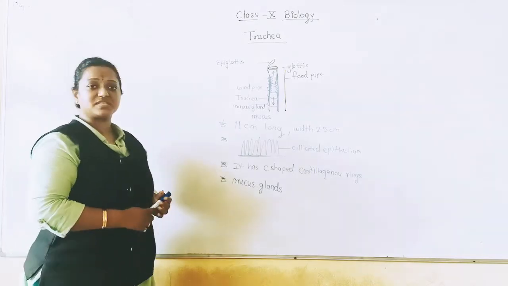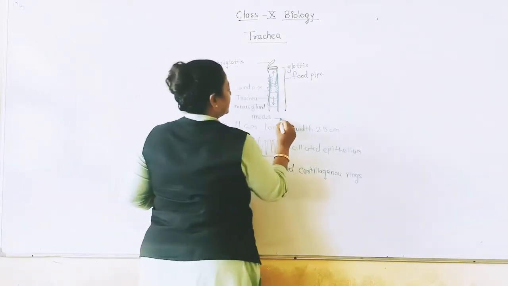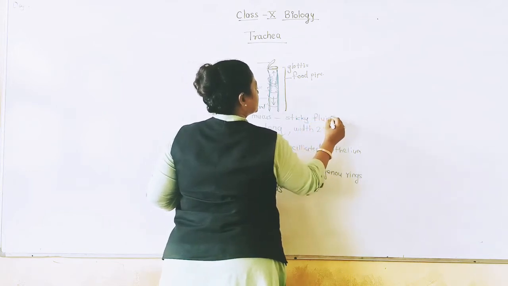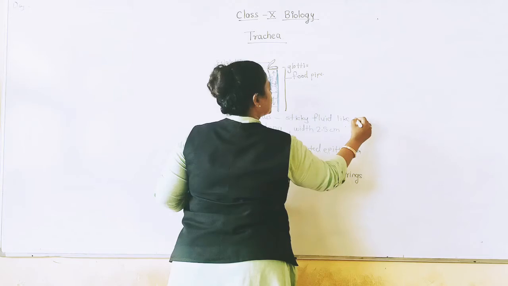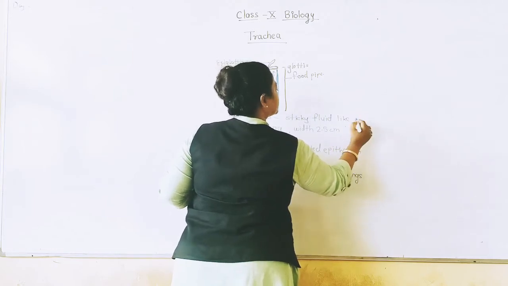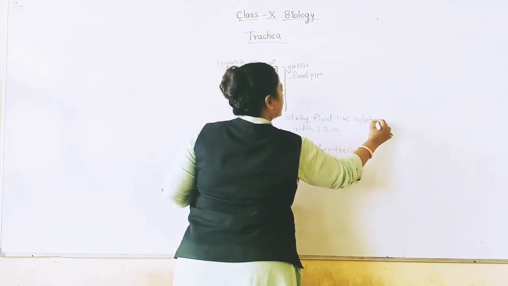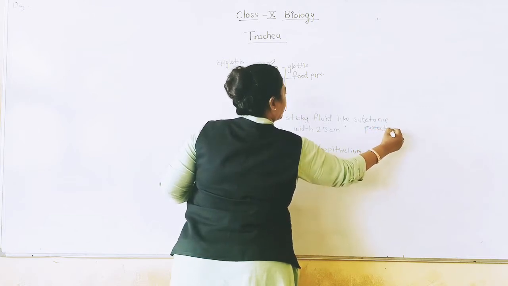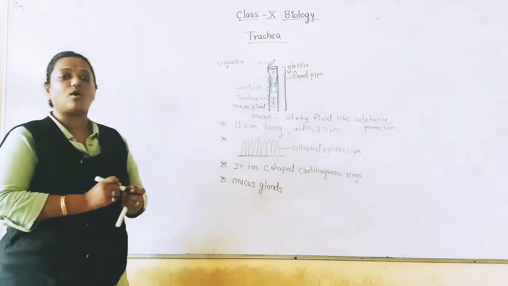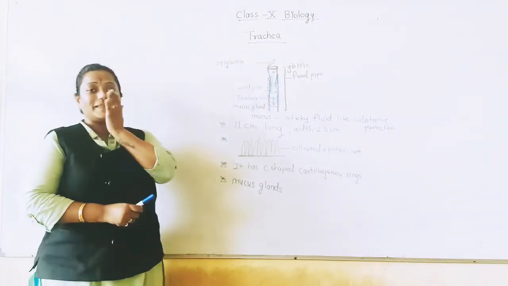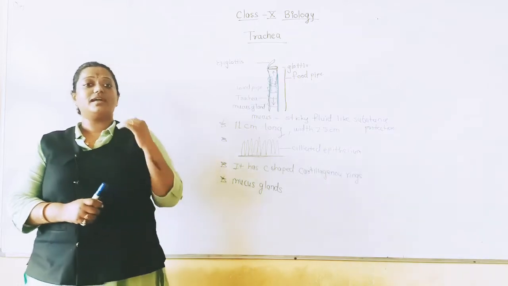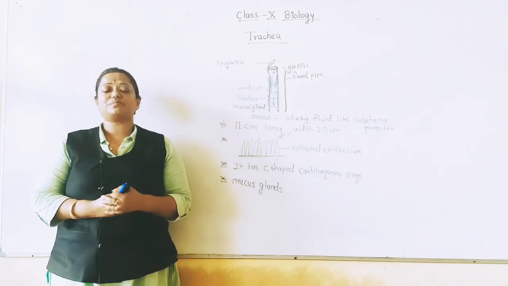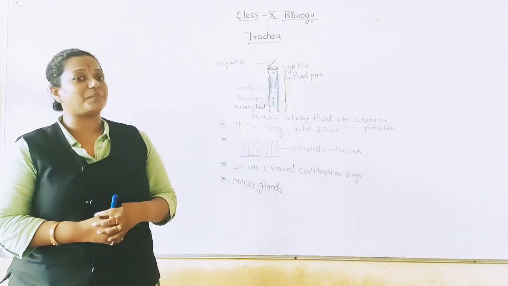Now students, mucus means what? A sticky substance. It is a sticky, fluid-like substance which is designed for what, students? Protection. I hope you understand all about the trachea. Now we will move ahead to the next part. After the trachea, we will have the rib cage.